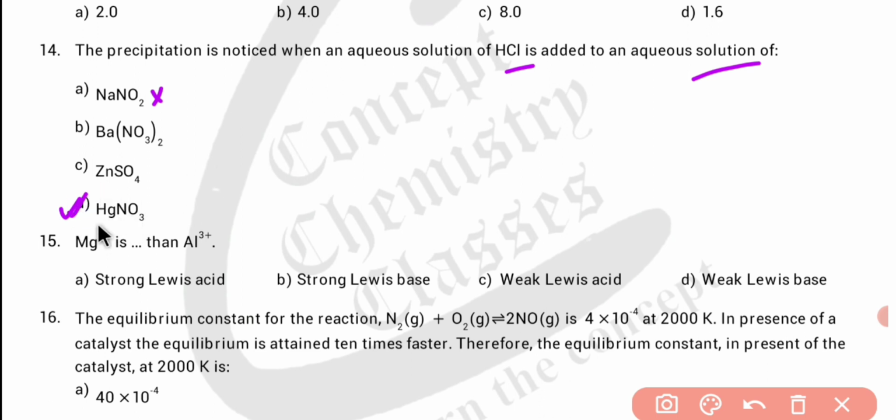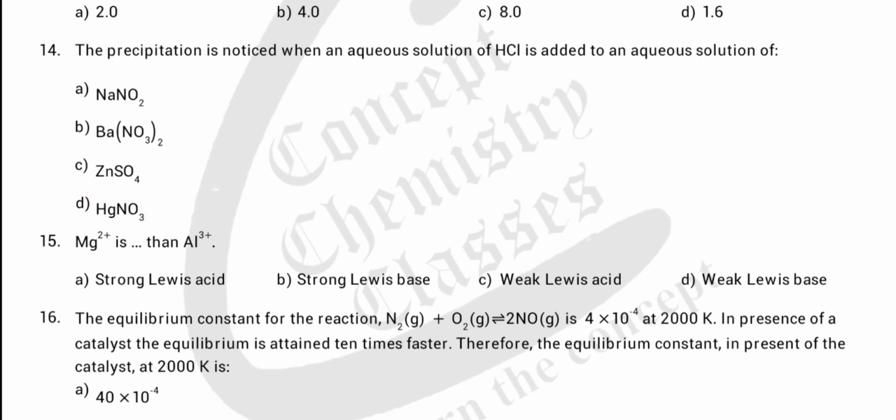When it is added to mercurous nitrate, we will get Hg2Cl2. This is not soluble in water, so we will get a precipitate for this salt. So the correct option is mercurous nitrate.